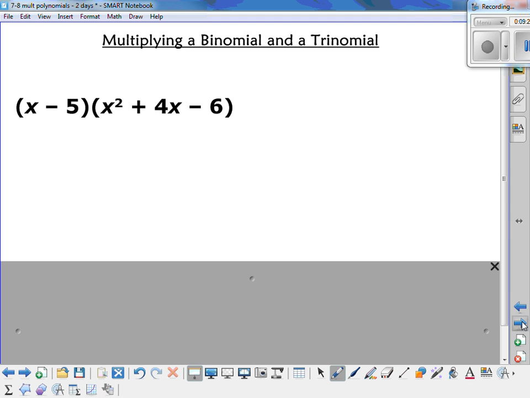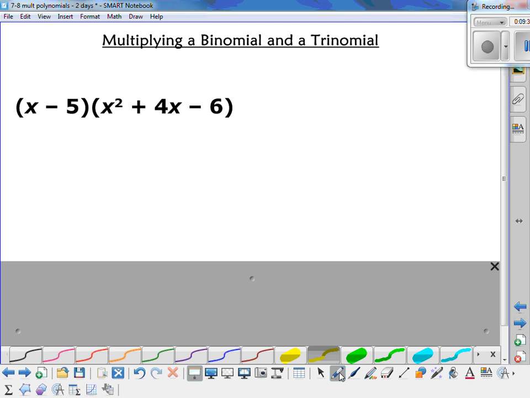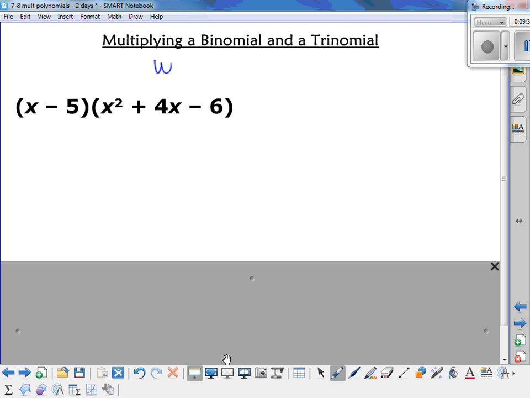Alright, so now we are going to multiply a binomial and a trinomial together. But it's still doing the same thing. The main thing you need to be careful with these is make sure you write neatly. Because if it's sloppy, you're going to lose track of where you're at. So you need to give yourself room. Don't squish these problems onto a single line. Alright? Give yourself room to work these problems.